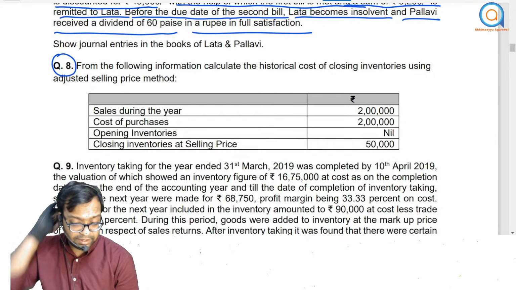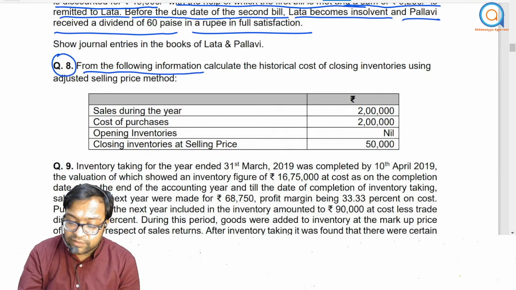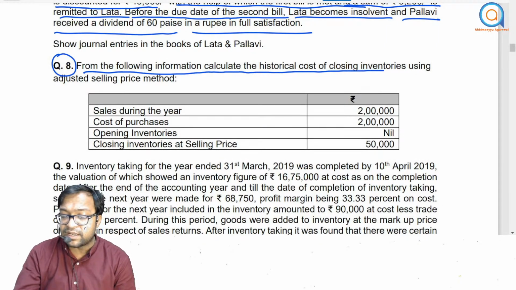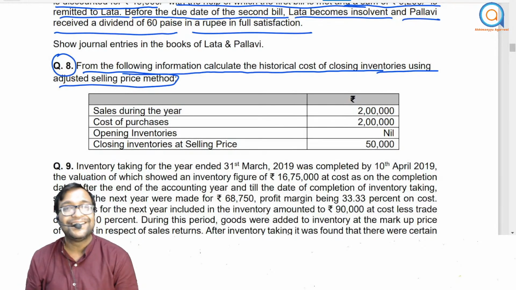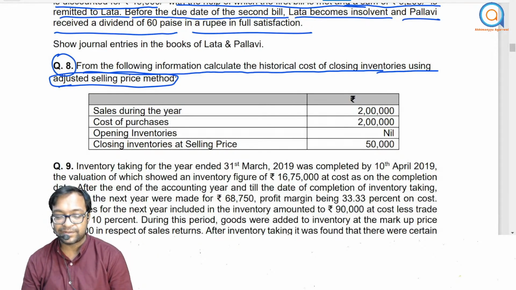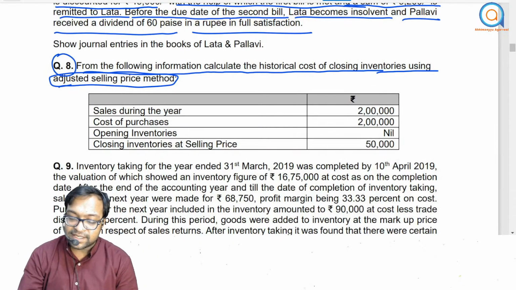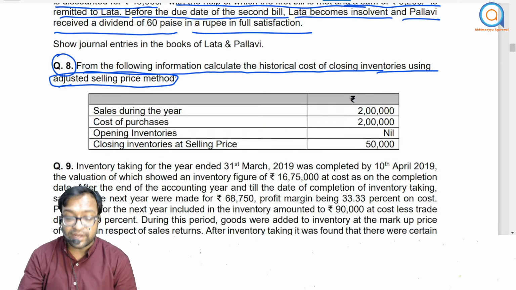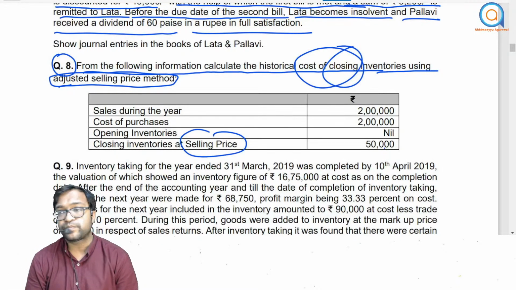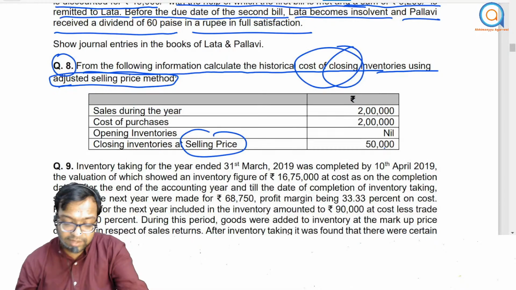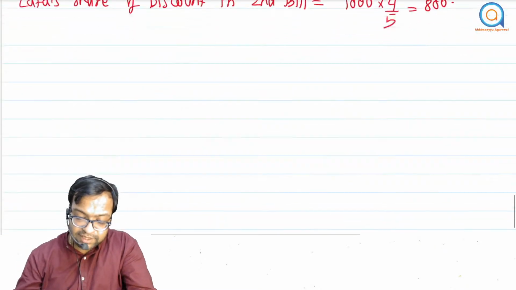Let me read. From the following information, calculate historical cost, or simply cost, of closing inventory, means closing stock, using the adjusted selling price method. Sale during the year is given, cost of purchase is given, opening stock is 0, closing stock is given at selling price. They want us to find the cost of closing stock. Correct? Now how to solve this sum? Come with me, we'll solve it together.